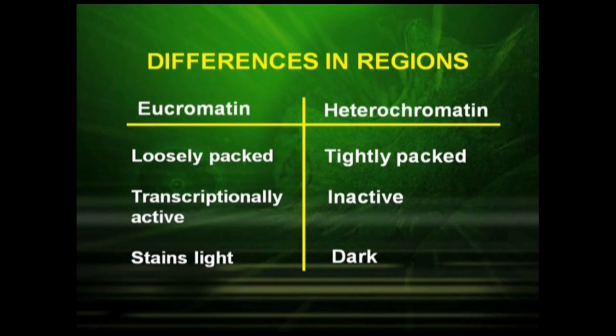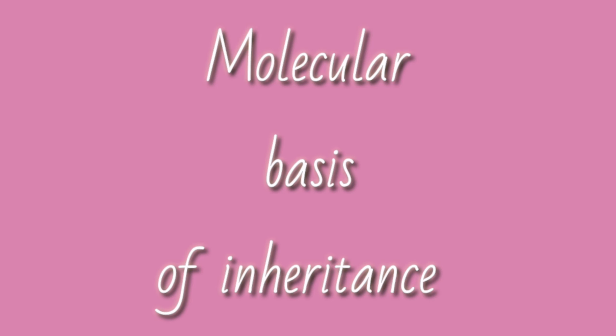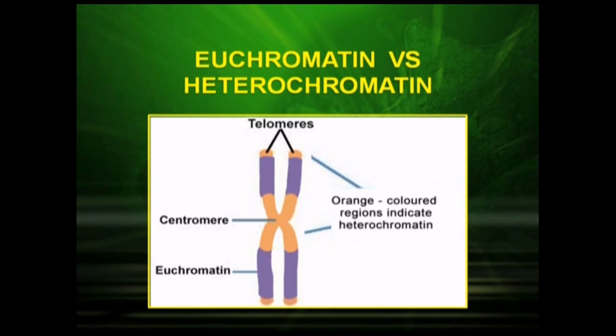Let us see what the differences are between euchromatin and heterochromatin. In euchromatin, the chromatin material is loosely packed. It is transcriptionally active and it stains light. On the other hand, heterochromatin is the region which is tightly packed, inactive, and darkly stained. Now let us study euchromatin and heterochromatin with the help of the following figure. The orange colored regions indicate the heterochromatin, the centromere joins the two arms of the chromosome, and the blue region that you see is the euchromatin.